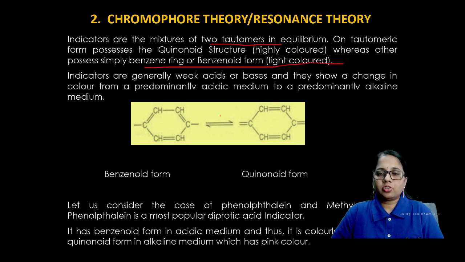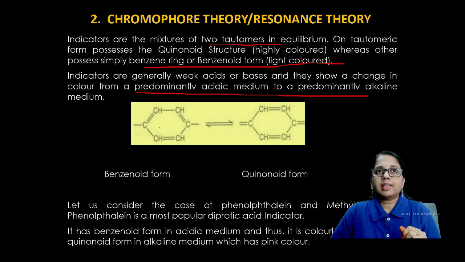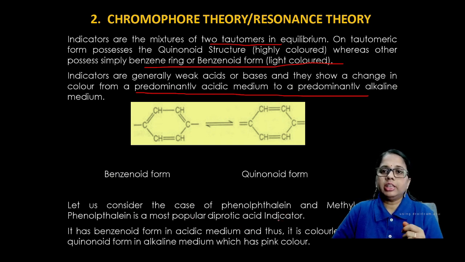Indicators, as we have discussed, are generally either weak acids or weak bases. Indicators show a change in color from a predominantly acidic medium to an alkaline medium. If you see the example of phenolphthalein, here it is in benzenoid form and it is in equilibrium with the quinonoid form. So let us consider the case of phenolphthalein and methyl orange. Phenolphthalein is the most popular diprotic acid indicator. Okay, a weak acid, we have already discussed this.